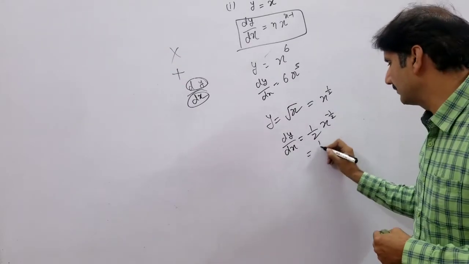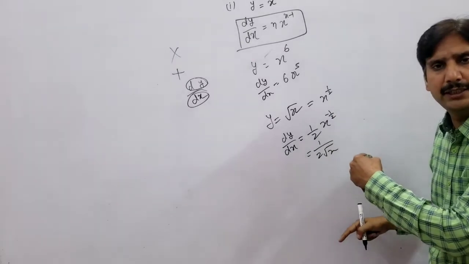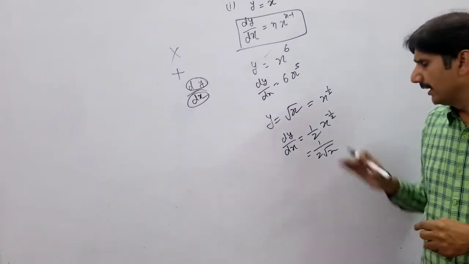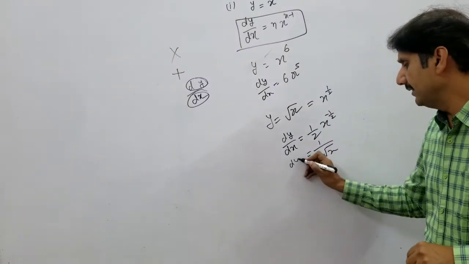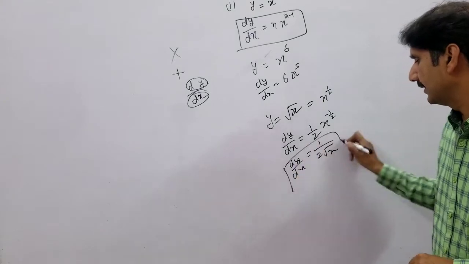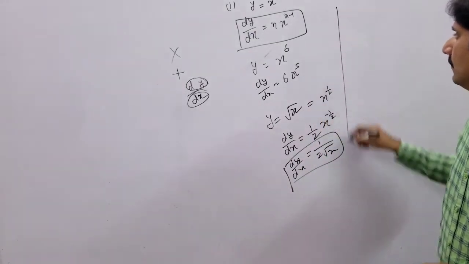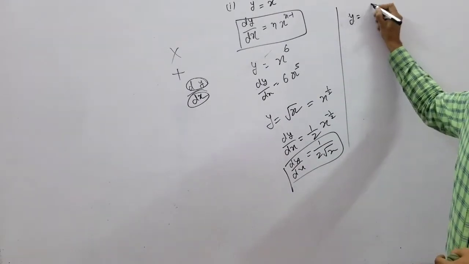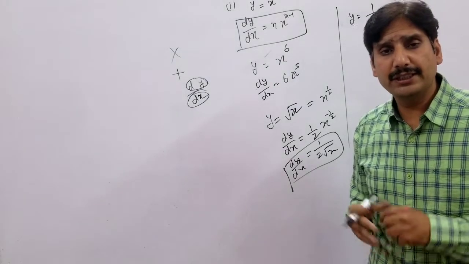You can write it down something like this, 1 by 2 under root x, because a negative power you take to the denominator and the power becomes positive, and power 1 by 2 can be written as under root. If you want to write it down that way, it's okay. If you don't want to, even then it's okay. This is the differentiation of x raised to the power 1 by 2. But let's say y is equal to 1 by x. Can you differentiate it? You can pause the video and try it.